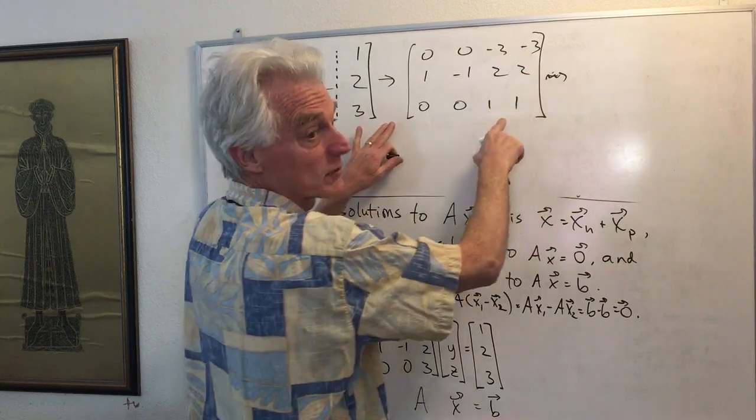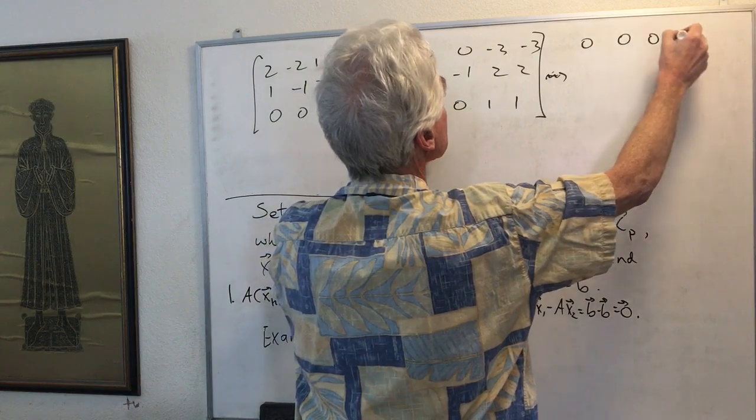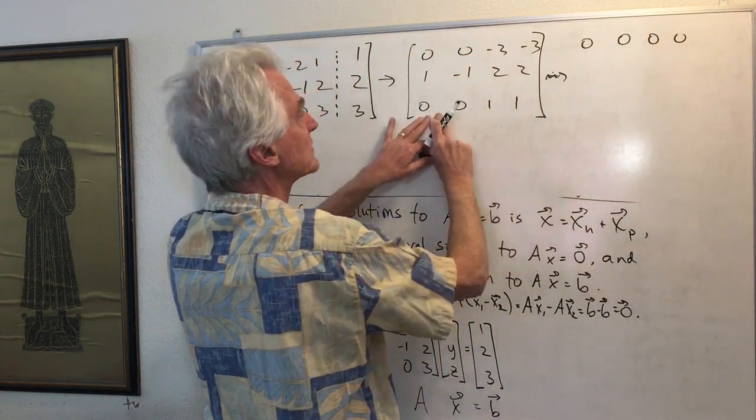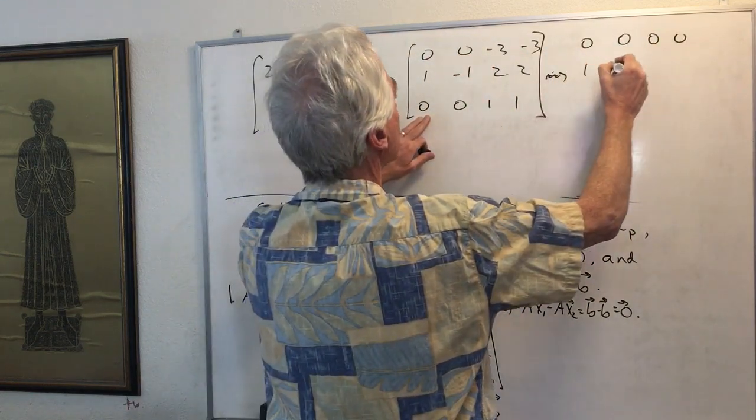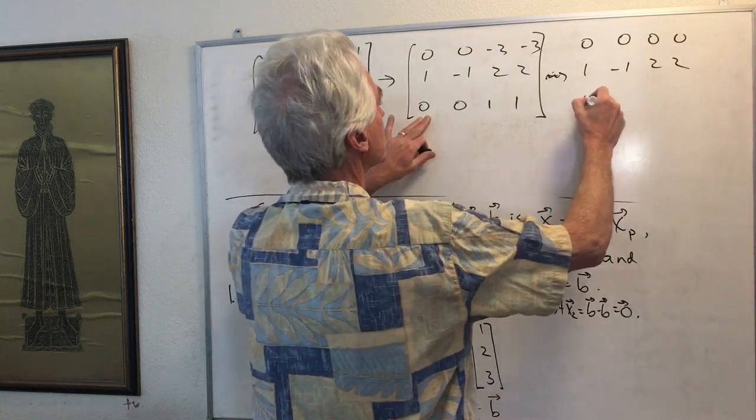That is just negative 3 times that. So this could be 0, 0, 0, 0, taking that plus thrice that. Then I get 1, negative 1, 2, 2. Leave that alone. And I leave this alone.